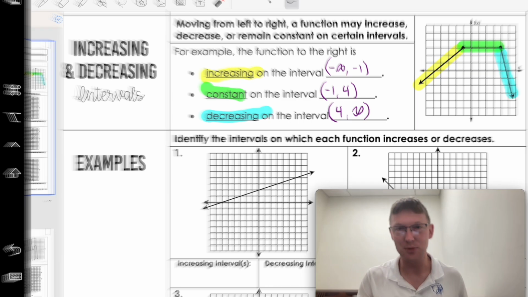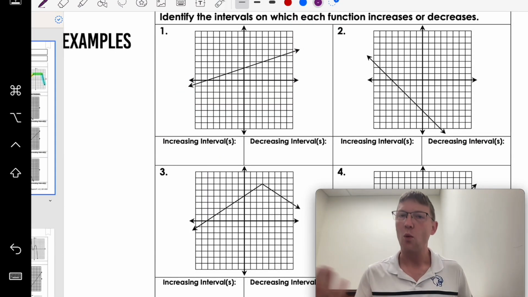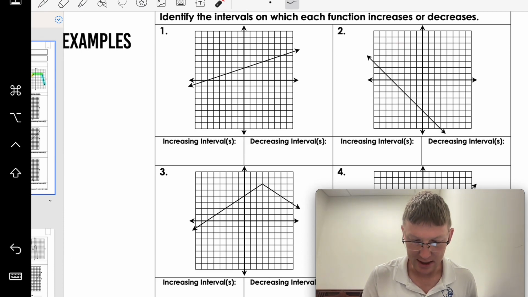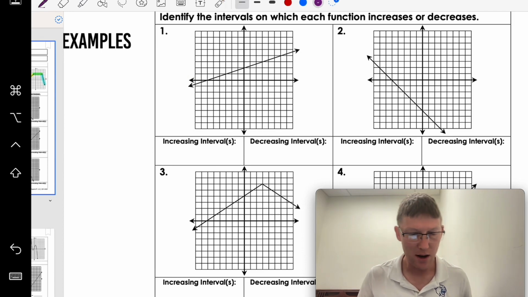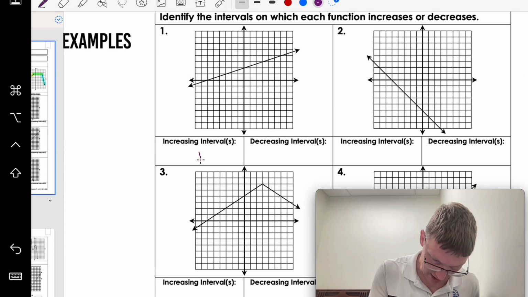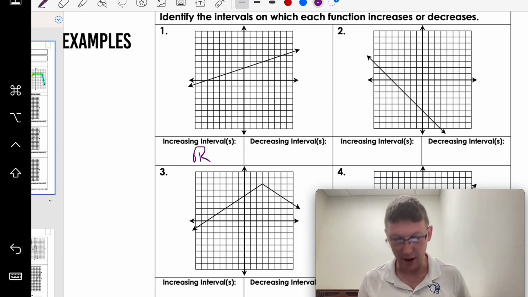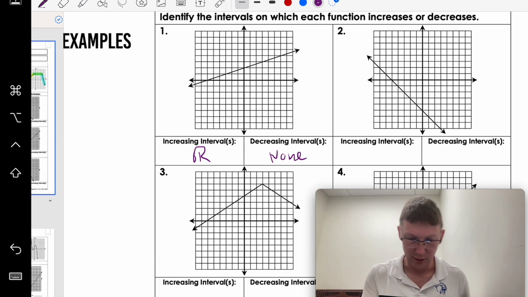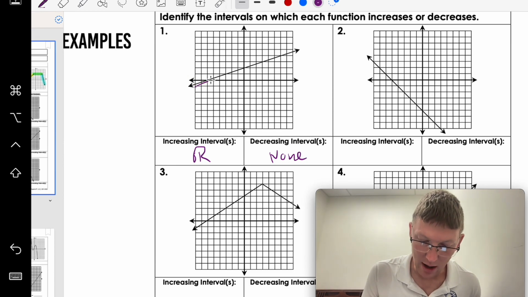Let's do some examples. We're just identifying where it's increasing and where it's decreasing. So we look at this graph. As we move left to right, it is going up. It is always going up. So it is increasing along all real numbers, and it is decreasing none of the time. So I'm just going to write all real numbers and none. Again, as we move left to right, it is only going up. So that's where that comes from.